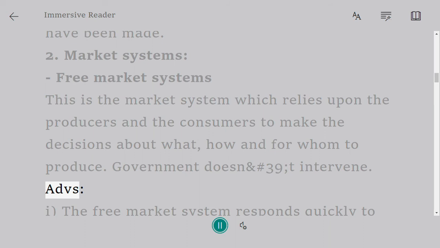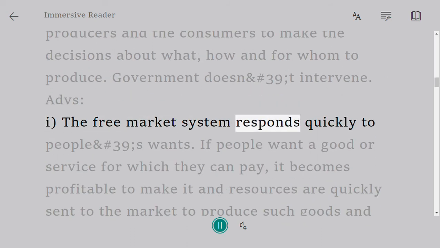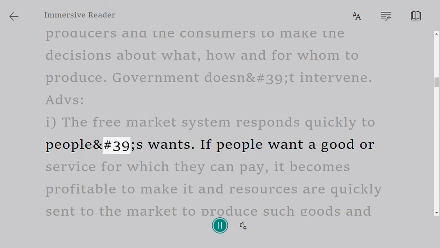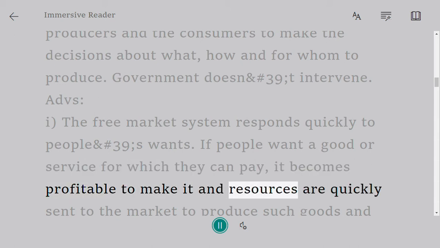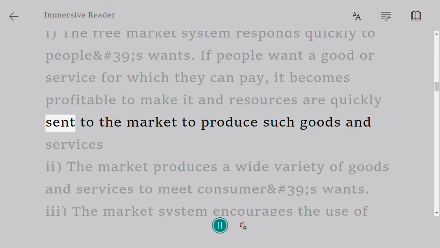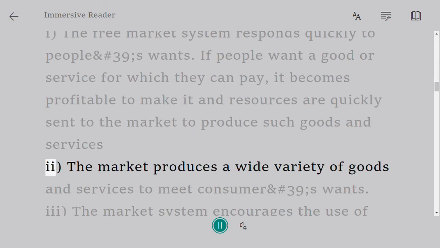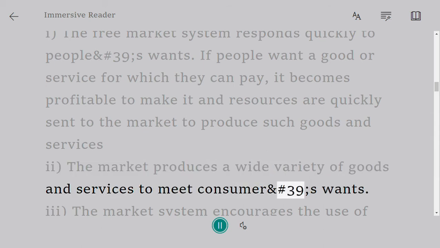Advantages. 1. The free market system responds quickly to people's wants. If people want a good or service for which they can pay, it becomes profitable to make it, and resources are quickly sent to the market to produce such goods and services. 2. The market produces a wide variety of goods and services to meet consumers' wants.